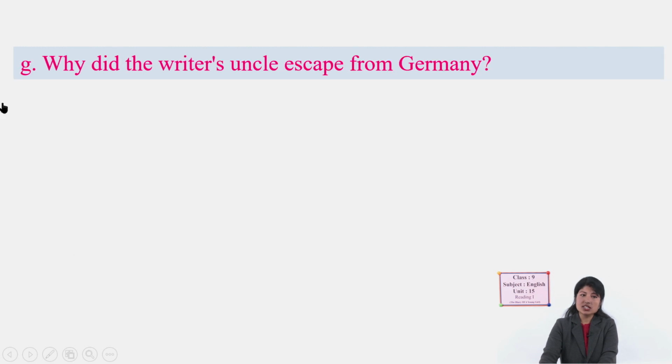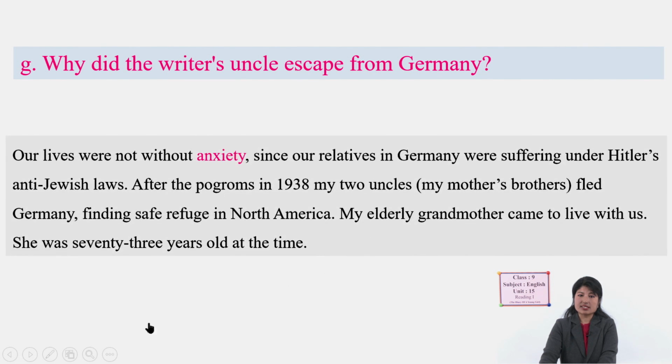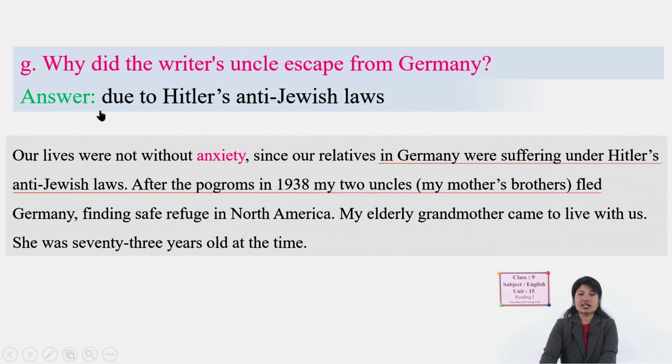Number G. Why did the writer's uncle escape from Germany? You find the answer somewhere here, right? The lines: Germany was suffering from Hitler's anti-Jews laws. That was the reason. Life for Jews was not easy at that time. So how can we write it? Due to Hitler's anti-Jews laws.